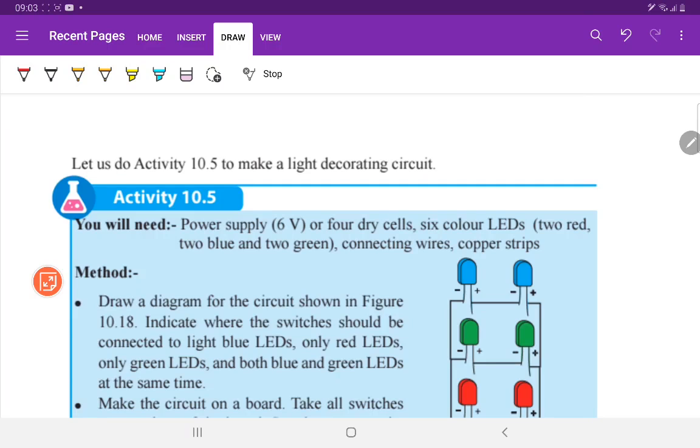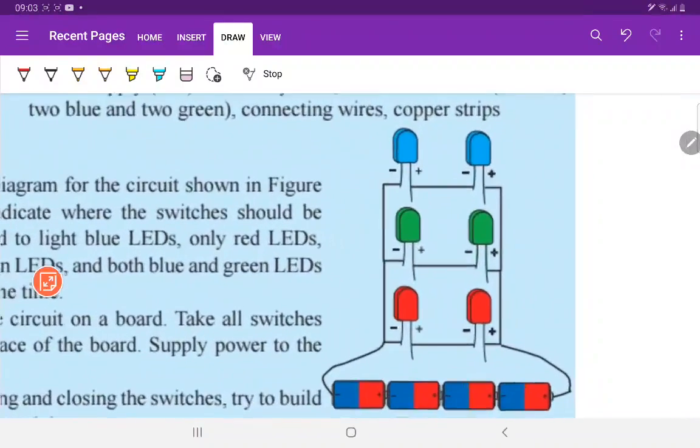So activity 10.5, to make a light decorating circuit. For this you will need a power supply of 6 volts, or 4 dry cells, 6 colored LEDs, 2 red, 2 blue, and 2 green LEDs, and connecting wires, copper strips will be needed.